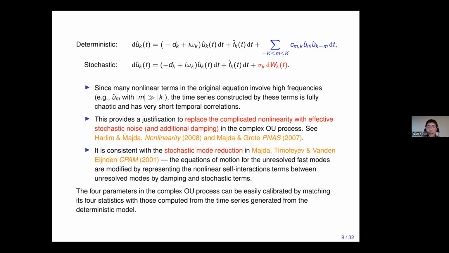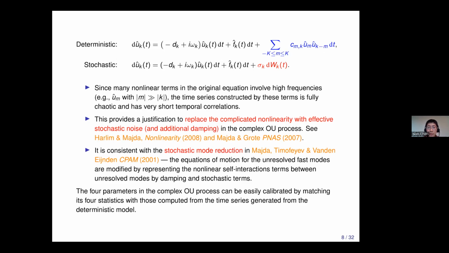So it provides us a justification to replace these complicated nonlinear terms with some effective terms and effective stochastic noise. Maybe you need to modify this damping as well. If we replace these terms by stochastic noise, then although each trajectory will be different, the overall statistics can still be similar. So the goal of the stochastic reduced model is to capture the overall statistics of the original model.